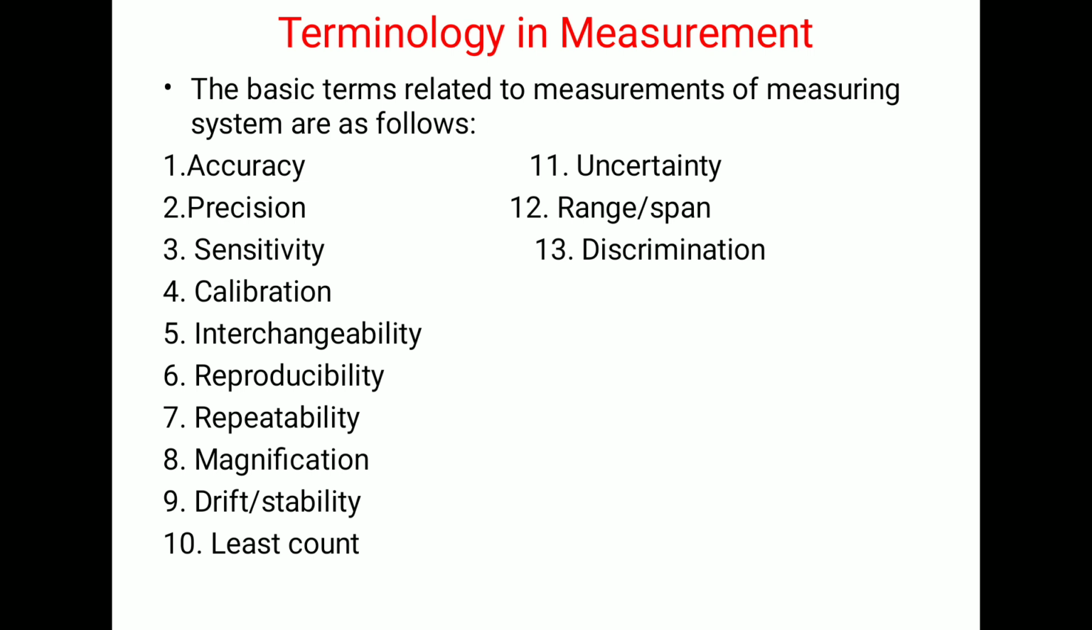So basic terms related to measurements of measuring system are as follows: accuracy, precision, sensitivity, calibration, interchangeability, reproducibility, repeatability, magnification, drift or stability, least count, uncertainty, range or span, and last one is discrimination. So these are various terminologies which are used in measurement. Let us see one by one.